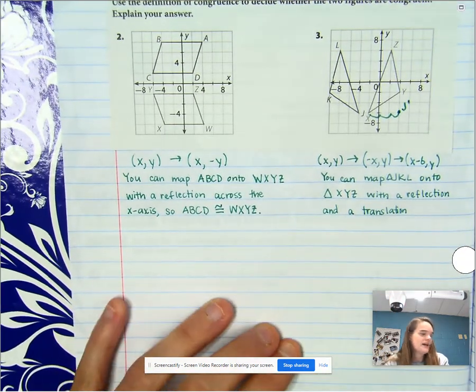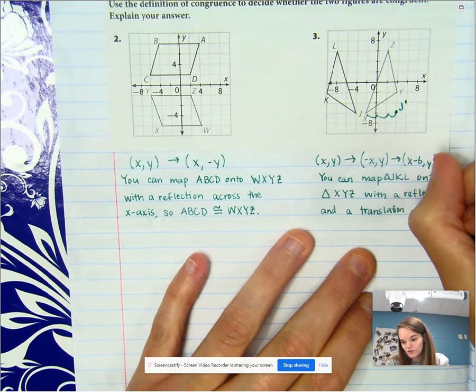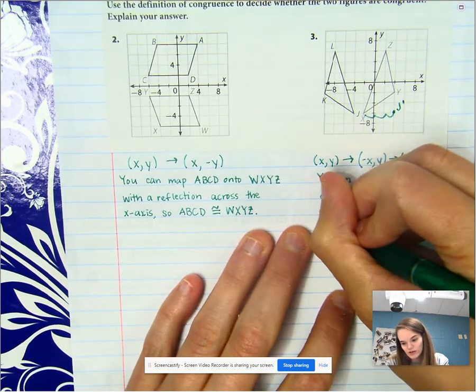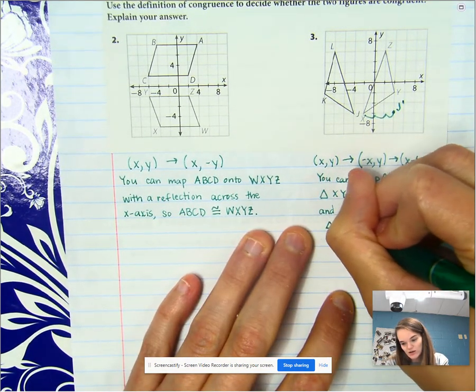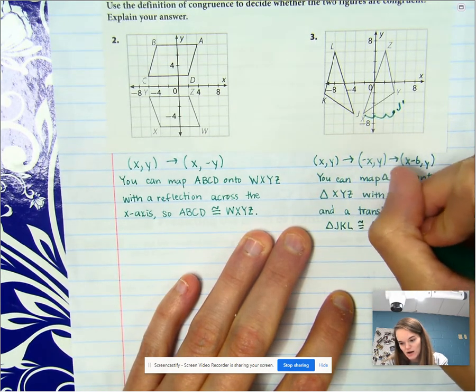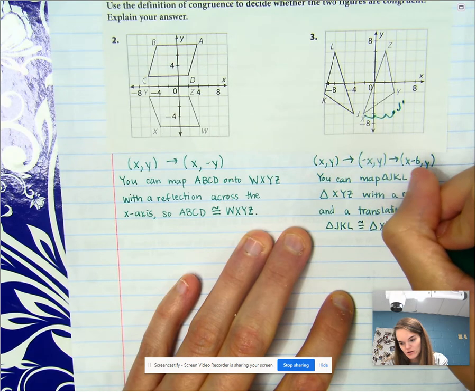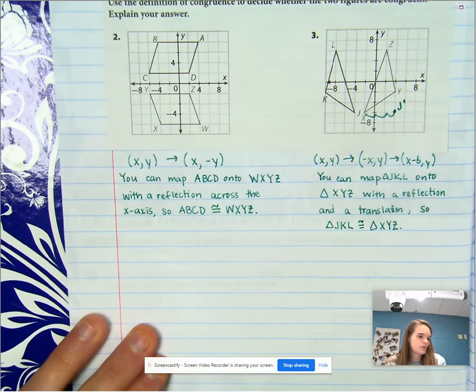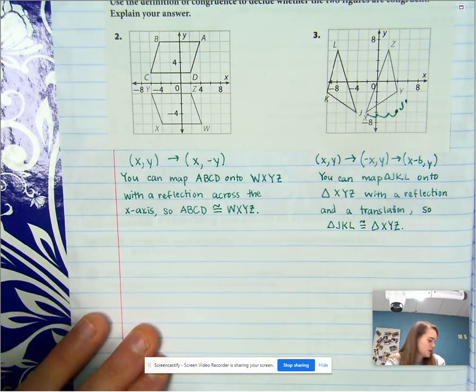With a reflection and a translation. So triangle JKL is congruent to triangle XYZ. There we go. Trying to see if they are congruent or are not.